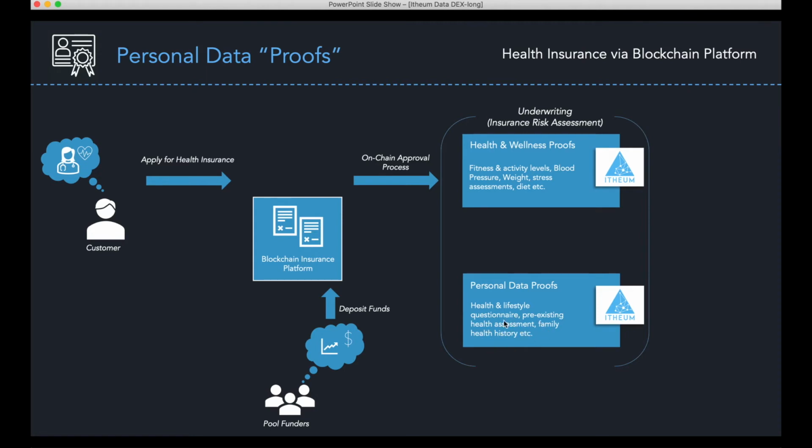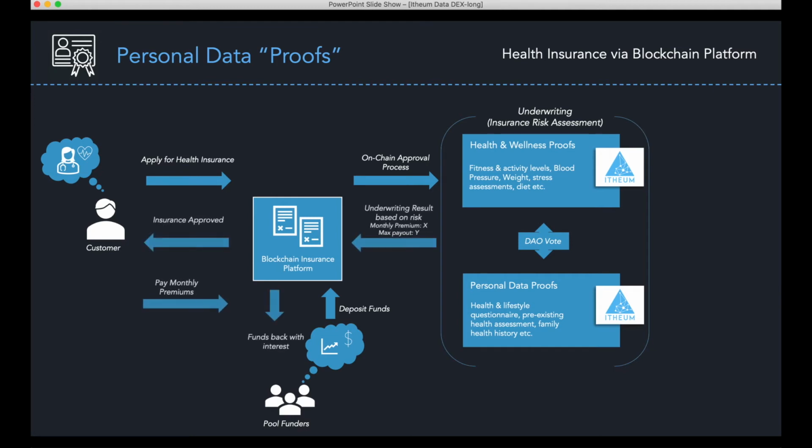their family health histories. And again, this information is available for a DAO vote on chain via our personal data proofs. And in this case, the DAO members have voted, as sort of an underwriting activity, that based on this person's information, their monthly premium should be X, and the max payout we could give them is Y. And you can see the insurance is approved, and the customer makes their monthly premiums, and then a cut of that is sent back to the pool funders.